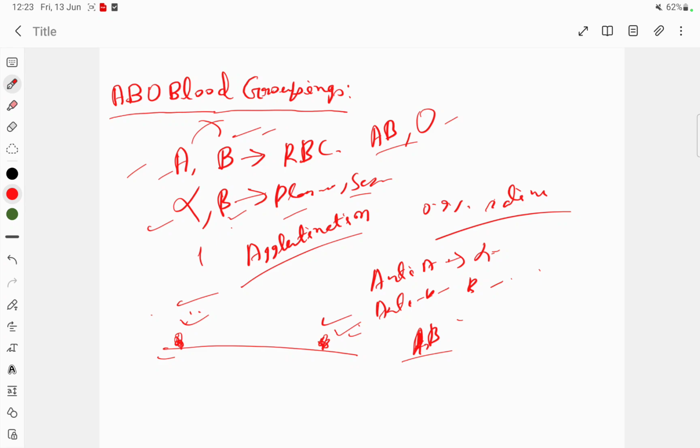Now in case of blood transfusion, matching is done. This is the process known as matching, which is done with the RBC suspension, prepared with the blood of the individual with normal saline, plus the antisera. And in case of cross matching, the RBC of the recipient is mixed with the plasma of the donor.